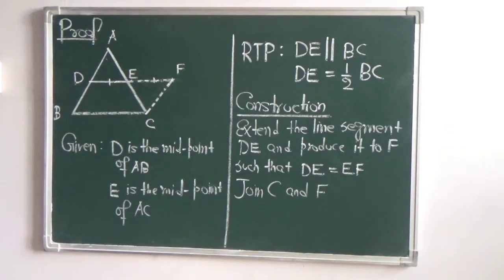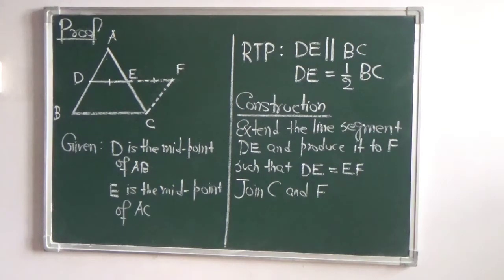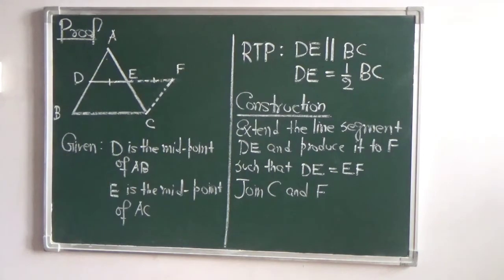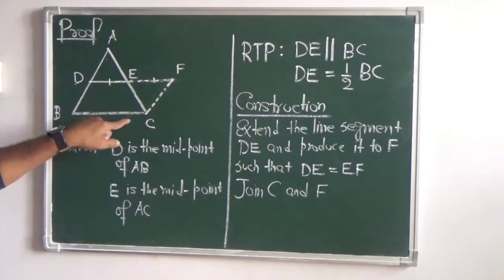So this is the construction we have done. Now we will proceed to prove that DE is parallel to BC and DE is half of BC. So if you have, please note it down. The information given: D is the midpoint of AB, E is the midpoint of AC. Required to prove: DE is parallel to BC and DE is half of BC.